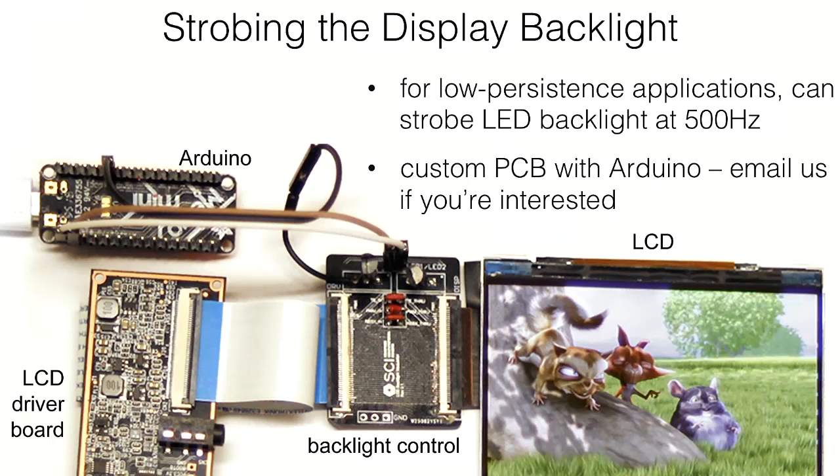We've actually done a lot of modifications to this too. One of my TAs built a custom PCB that we can use to intercept the signal between the driver board and the LCD, so we can strobe the backlight. Remember that the LCD switches at about 60 hertz, but the LED backlight can actually strobe at much higher rates. So if you want to play around with persistence or other options, you can do that with the PCB, and we'd be happy to share the design files for all of this too.